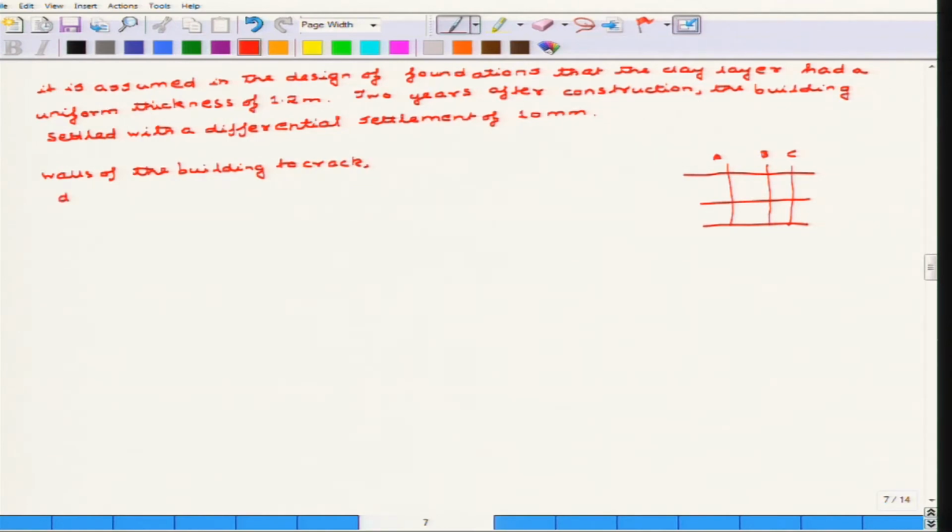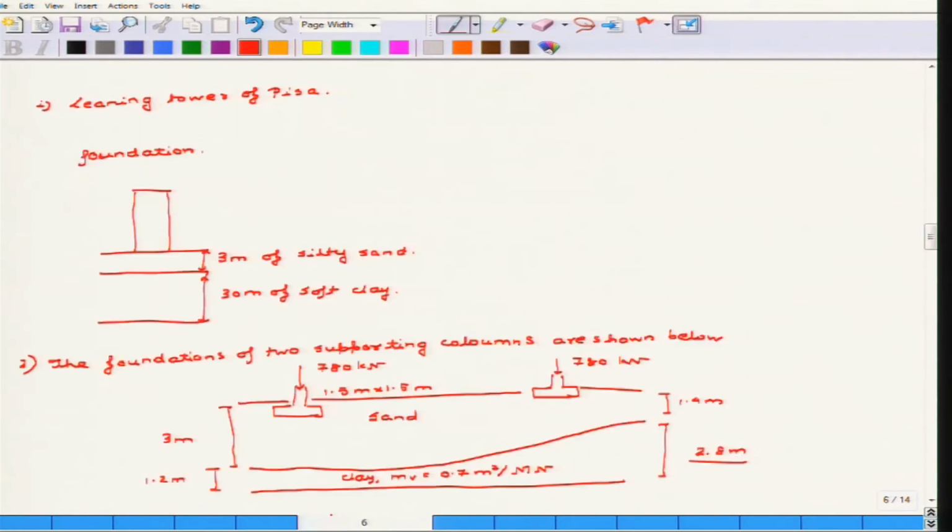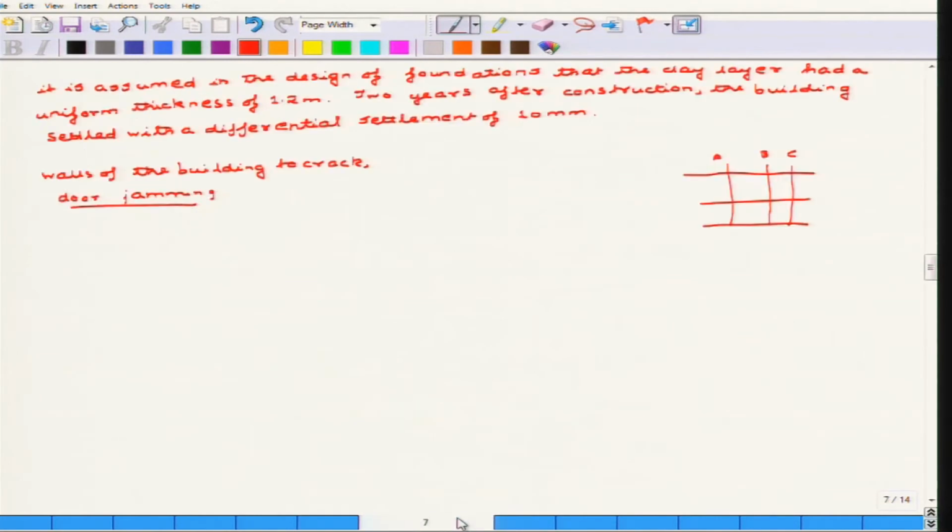and doors to jam and other things, because the settlement below the second column was more. So obviously this column settled more. That is why this cracking and all those phenomena came up. That is why I said that differential settlement is very detrimental to structures.